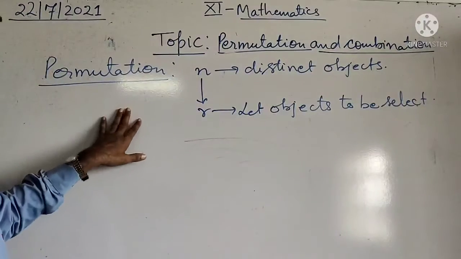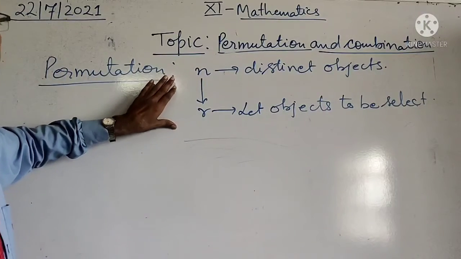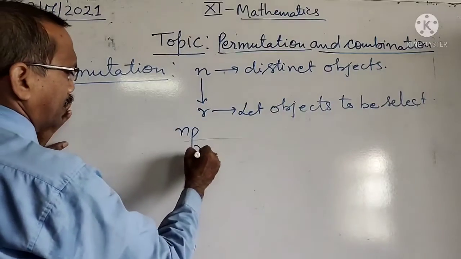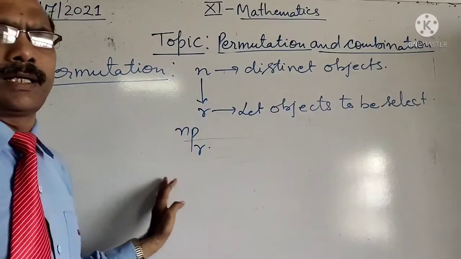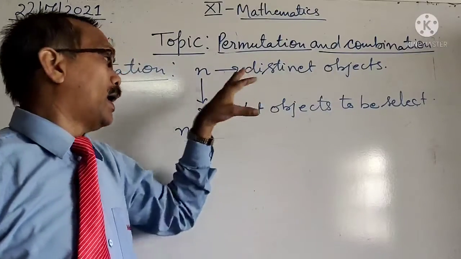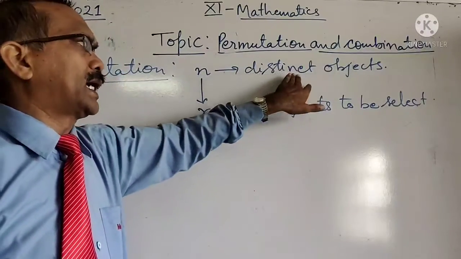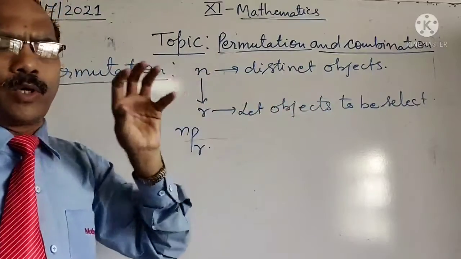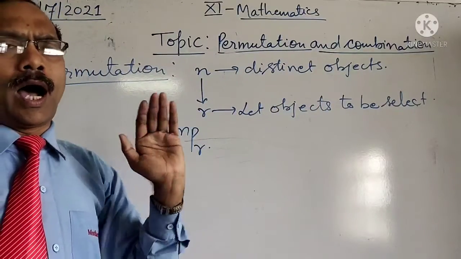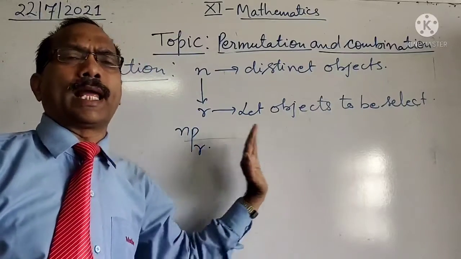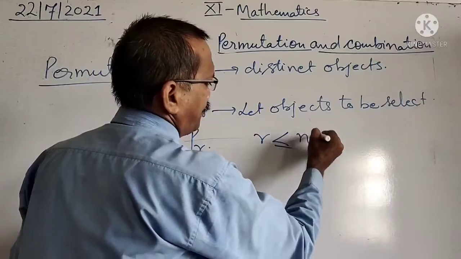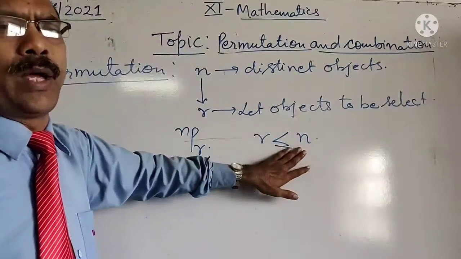Now, it is called nPr. That is the permutation of n objects given, when we are going to select r objects from n objects. So r cannot be more than n. Here r is less than or equal to n.